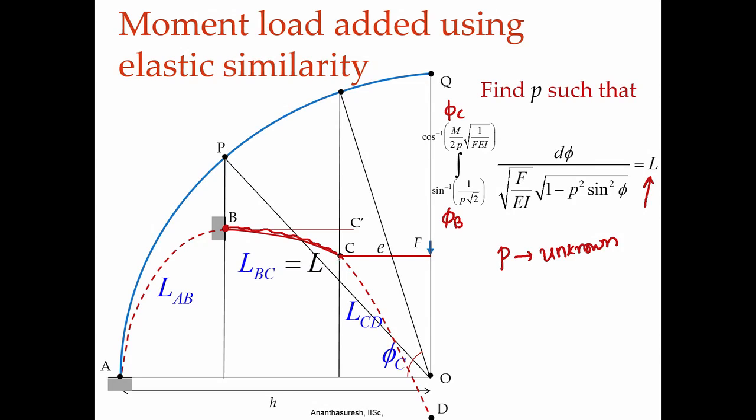Normally at the end it would have been phi equal to pi by 2, but now we have a different expression, phi C, based on the equivalent moment, where we will have force F here, and then the moment which is F times E. We have to find this P. We have to find P such that this equation is satisfied.